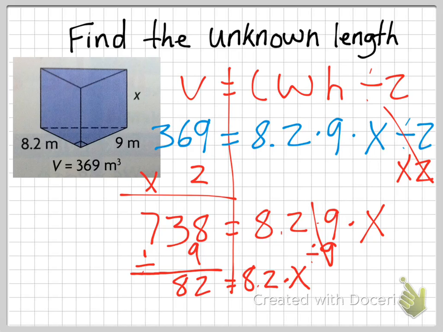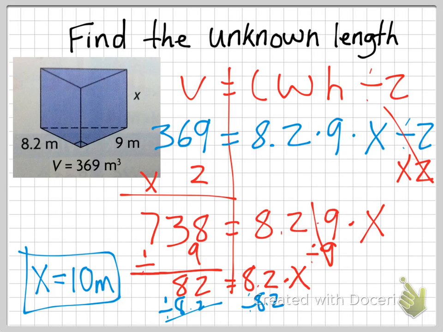Now you should be thinking, okay, how am I going to get rid of that 8.2? I'm going to do the opposite operation. Opposite of multiplication is division. So I'm going to divide by 8.2. Do the same thing to the other side. Divide by 8.2. And when I divide 82 by 8.2, I'm going to get 10. So my answer is that missing length is 10 meters.